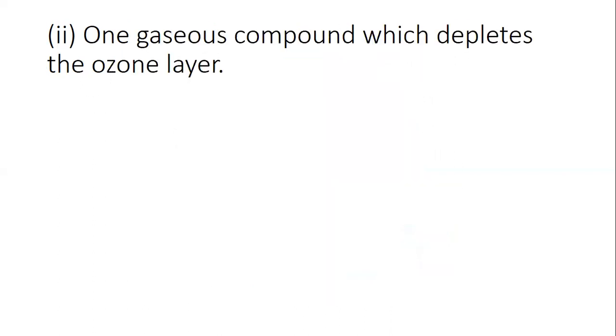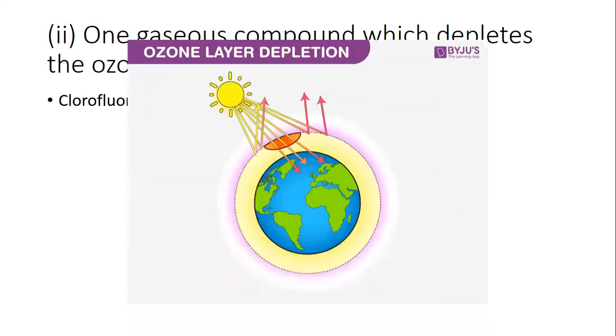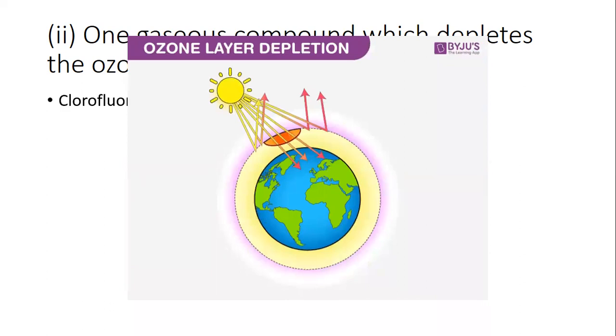One gaseous compound which depletes the ozone layer. They have asked for only one gaseous compound. So the answer is chlorofluorocarbon, or you can write carbon tetrachloride. It can be either CFC, chlorofluorocarbon, or carbon tetrachloride. In this picture you can see how the ozone protects the earth. There is the ozone hole through which the UV rays are penetrating, and it can lead to global warming.